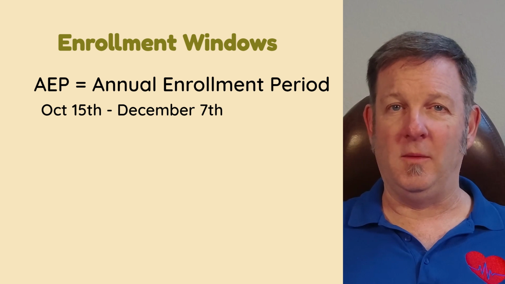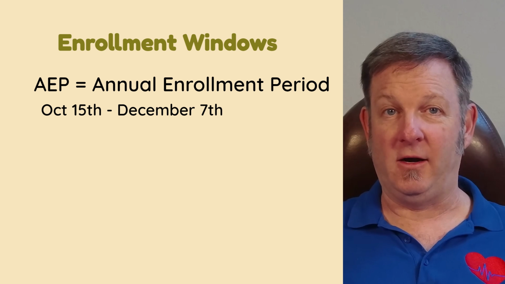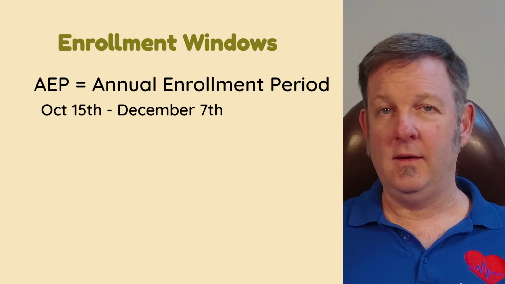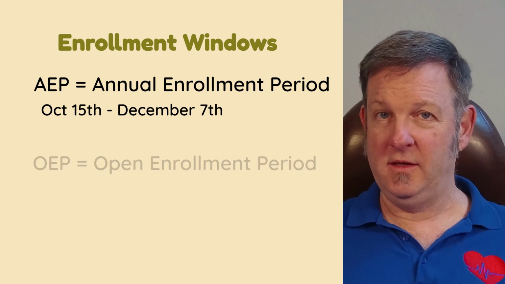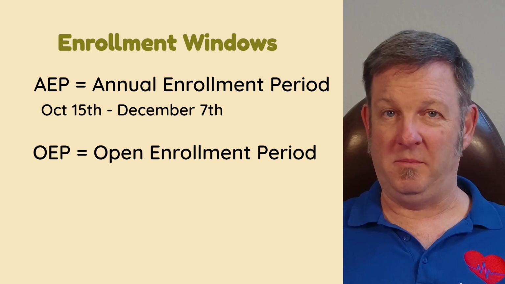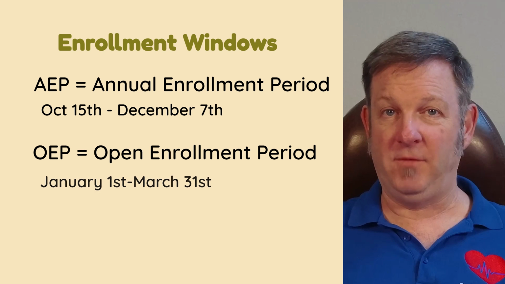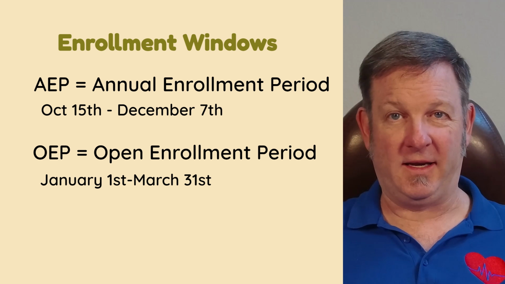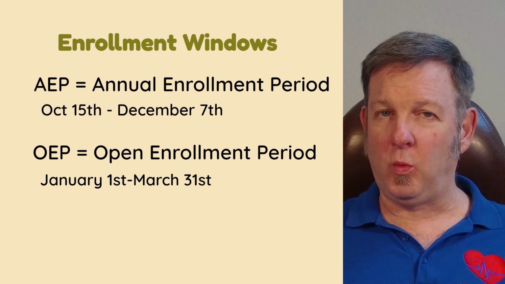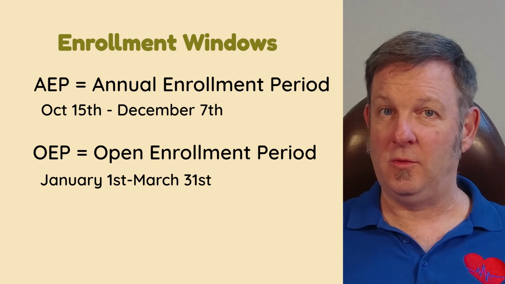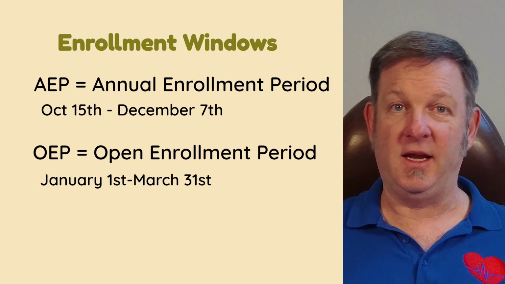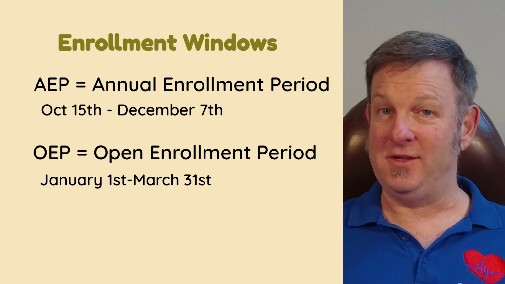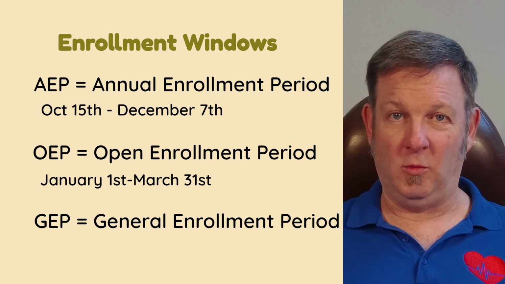This is when anyone on Medicare can shop for a Medicare Advantage plan or Part D drug plans for the next year. Medicare Advantage OEP is the Medicare Advantage Open Enrollment Period. It runs January 1st through March 31st, but only if you're already in a Medicare Advantage plan. This is your one-time chance to switch plans or drop Medicare Advantage and go back to original Medicare with a Part D plan. The GEP is the General Enrollment Period.